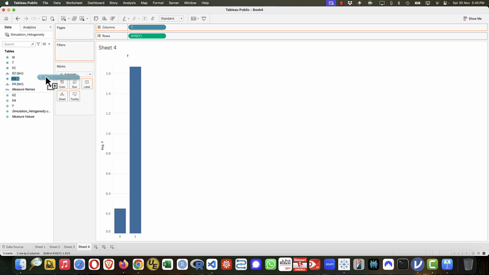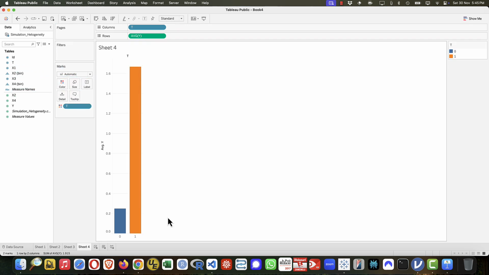Let's put color in treatment. When I go from the blue bar to the orange bar, do I get an increase in y? And yes, I do. It's huge, the increase. I go from a mean of 0.24 to a mean of 166. So this is a change of about 140.